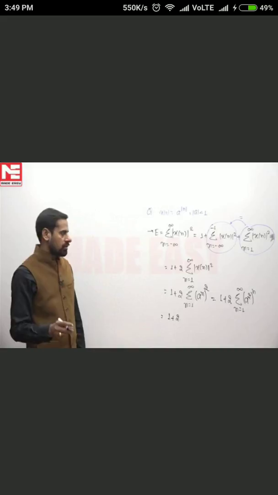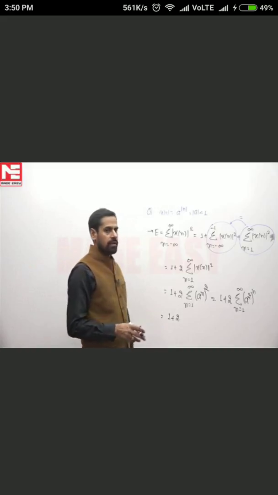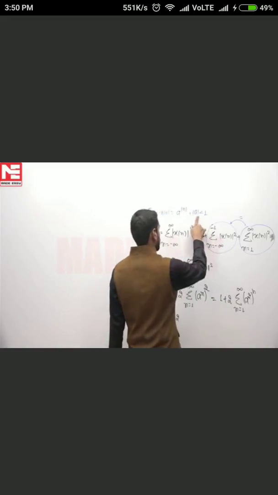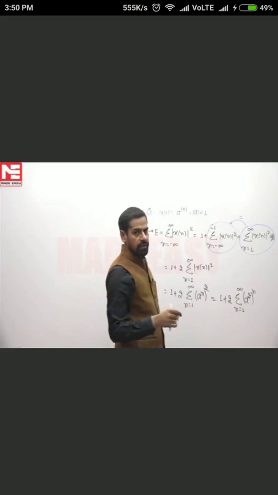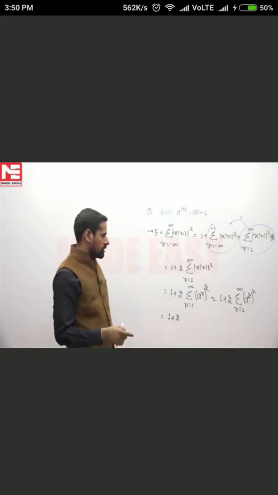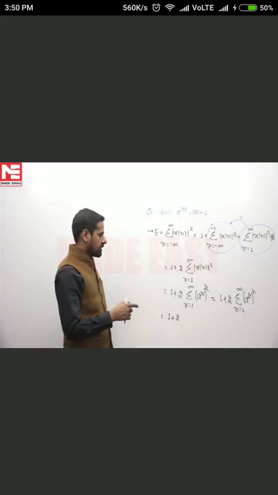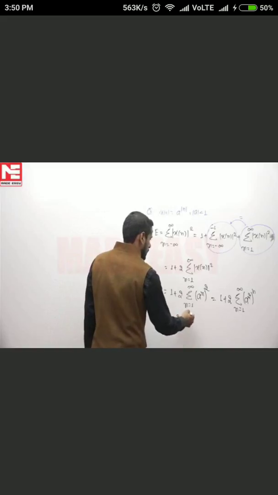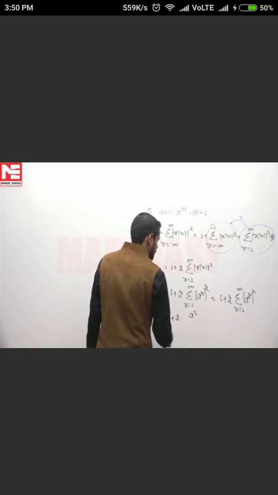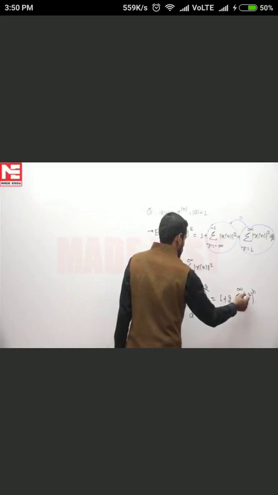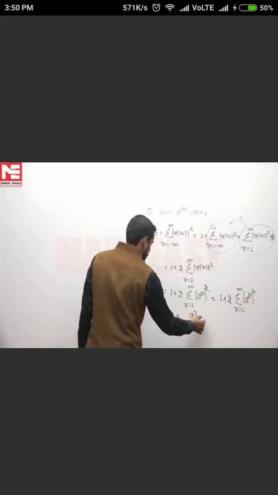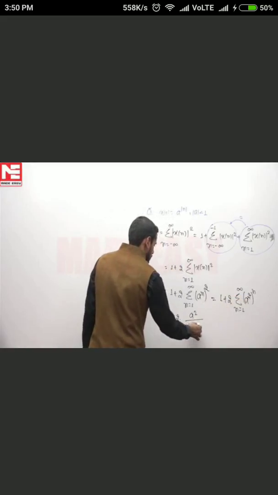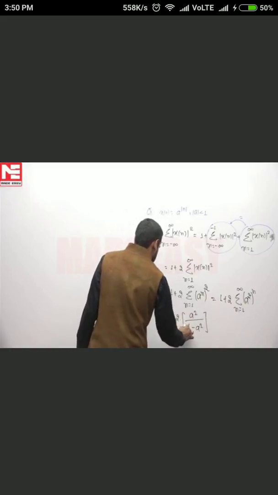is first term upon 1 minus ratio, but magnitude of ratio should be less than 1. Here ratio is a square, as magnitude of a is less than 1, therefore magnitude of a square will also be less than 1. So this condition is satisfied here. It means summation will be finite, and if we are going to calculate summation, then first term will be a square. When we put n equals to 1, then we get the first term, and first term is a square. Divide by 1 minus ratio. A square is the ratio of this GP. So the result will be like this.